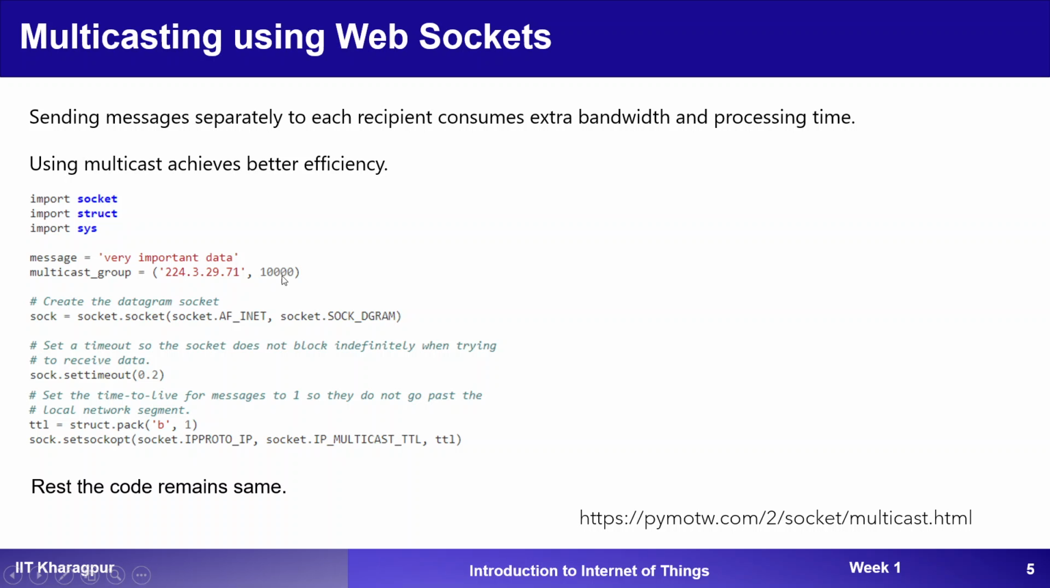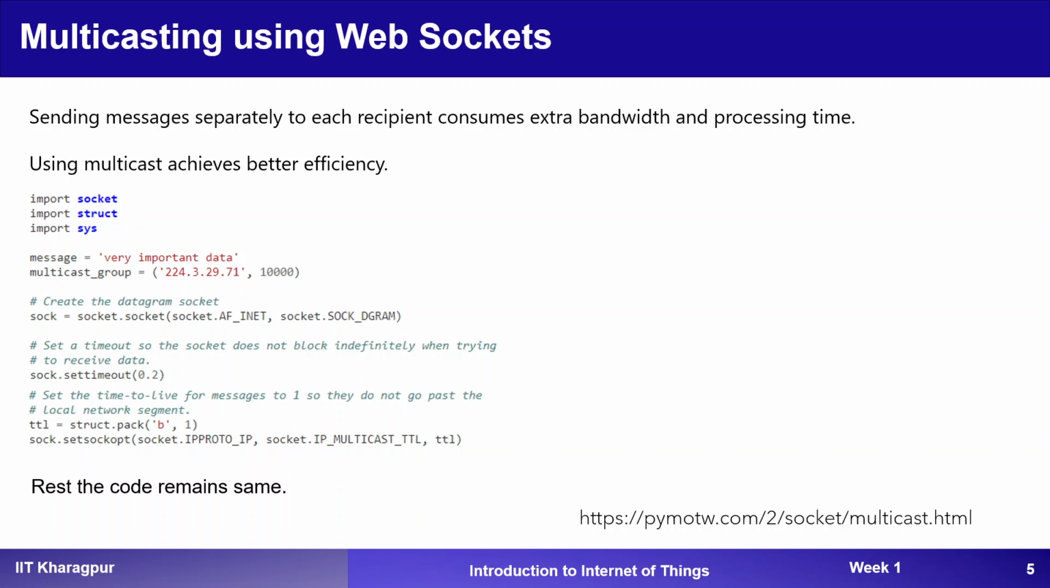For example, I have taken this screenshot from one code. Here the IP address that is assigned to the multicast group is 224.3.29.71, and this is the port number. By giving the IP address of that multicast group, you can send messages to all the hosts which are present in that particular group. To get more idea, you can follow this link.